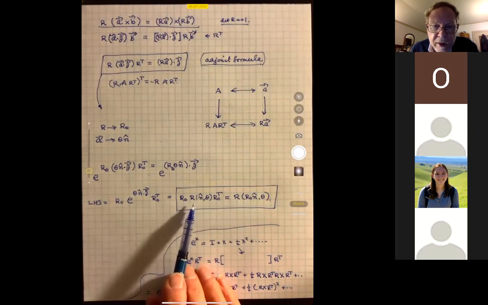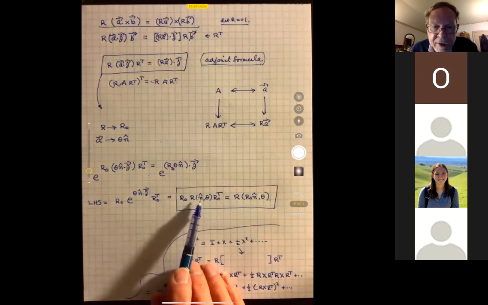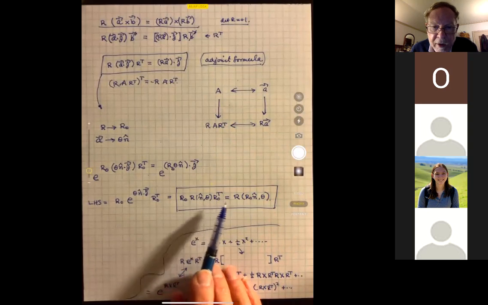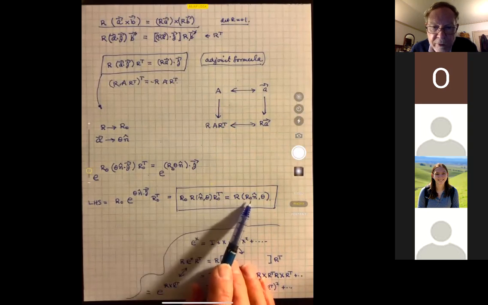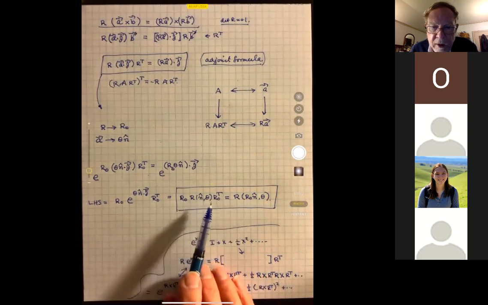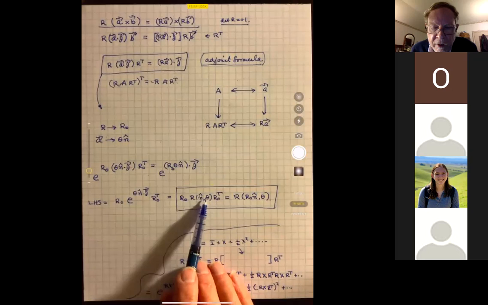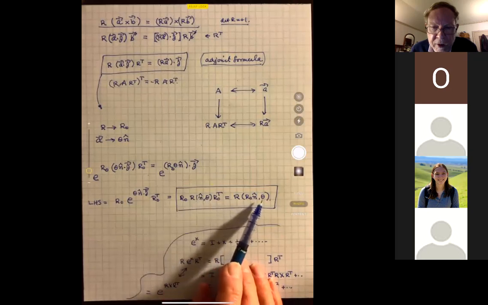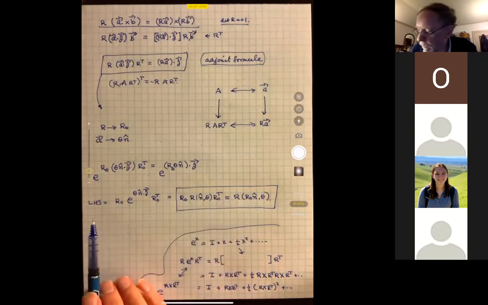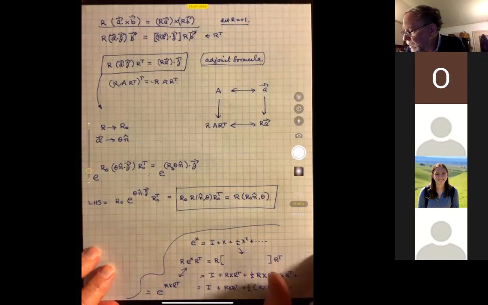So this is sometimes stated in words by saying that the axis of a rotation transforms like a vector because it gets rotated when you conjugate the rotation. And the angle of a rotation is a scalar. It's invariant under this transformation. This is one way of saying this. All right. So anyway, these are useful formulas.